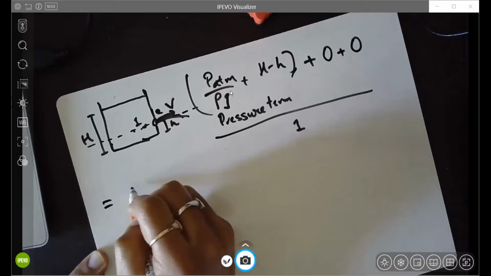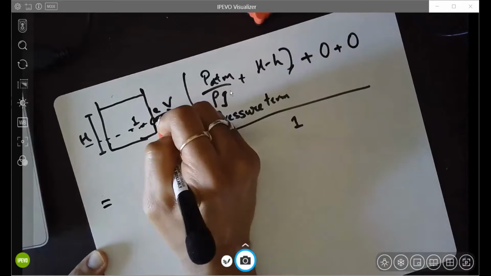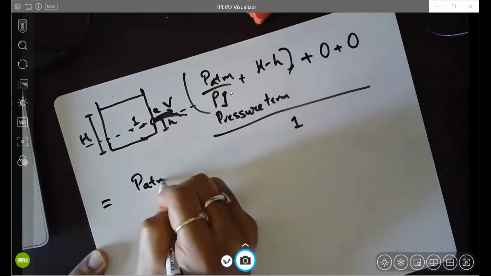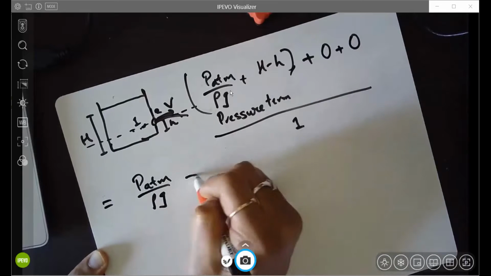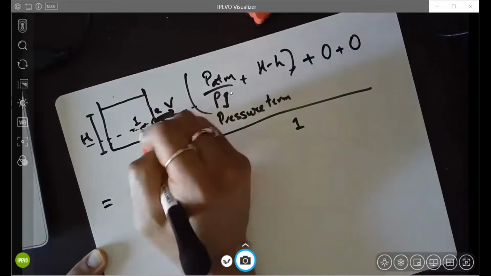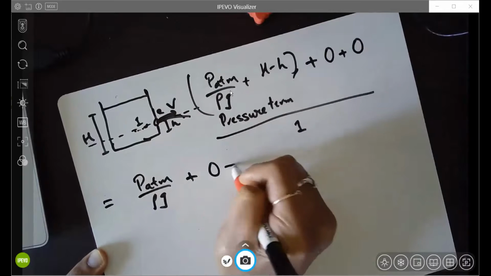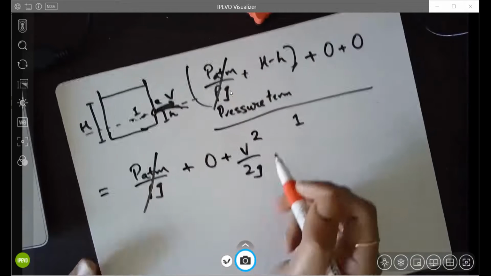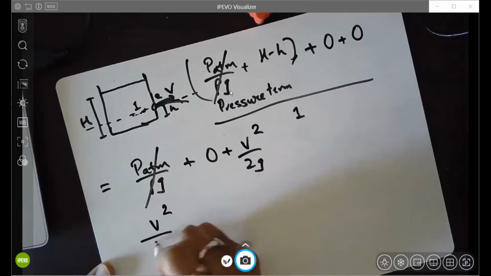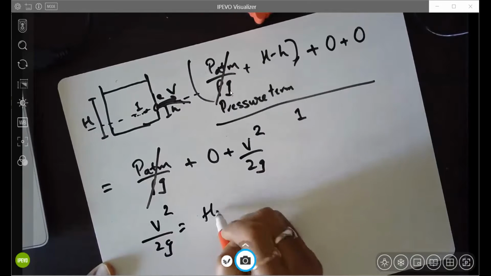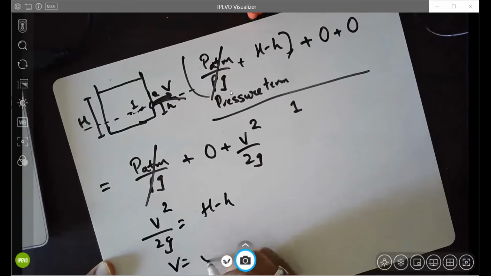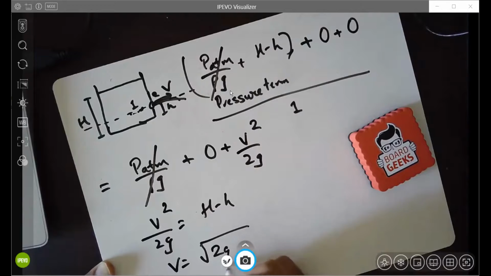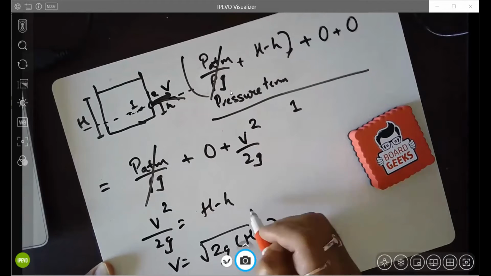So at point 2, there is no head out. At this point, just outside of this, there is no liquid above it. So it's just P atmosphere by rho g plus, again, the elevation, they're both at the same point, so this is 0, plus the kinetic energy. Now these both get cancelled. So v square by 2g is equal to h minus h. So v equal to under root 2g into h minus h.